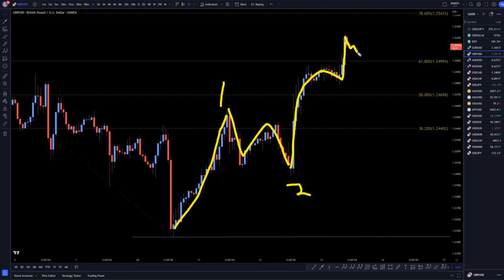I think it's actually more likely to just make another higher low, and just keep on trending up, probably at least to one of these higher Fibonacci levels before we even see the end of this wave 3 from the trend that started down here. 1, 2, and 3 that we're currently in right now.